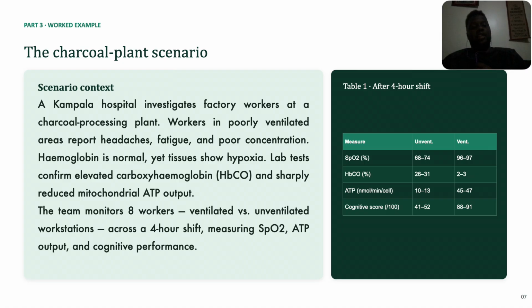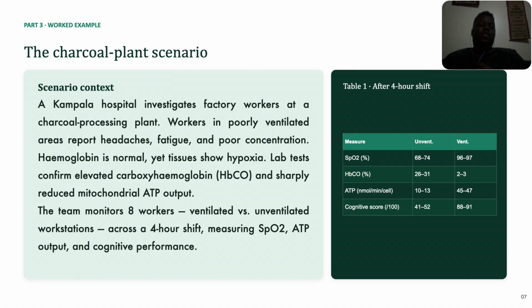And on the side here, they have given you data. The data is oxygen partial pressure percentage. We have carboxyhemoglobin, and then we have ATP, and then we have cognitive scores. We have 2 groups of people: the unventilated and the ventilated.